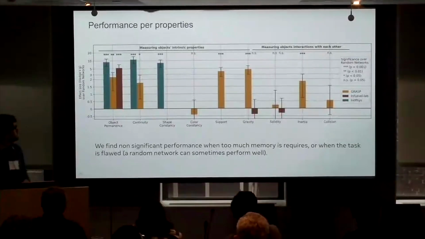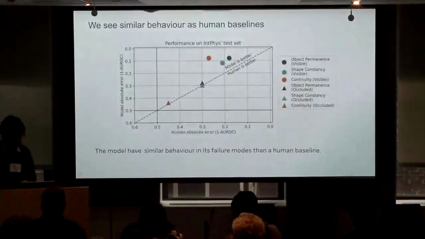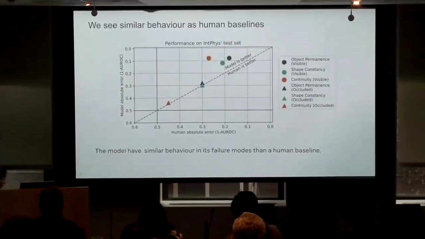So one obvious limitation here is memory. There is also some kind of deficiency in the task design, but I'm not going to go into the detail. Another thing we look at is the correlation between the model performance and human performance.